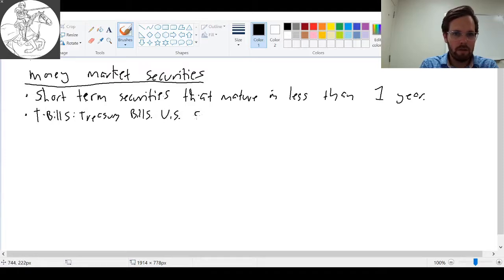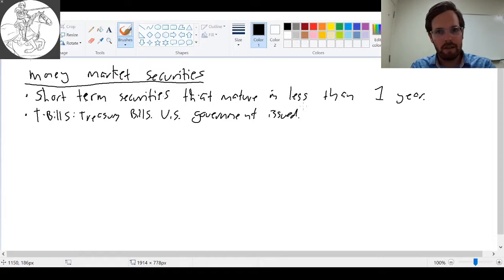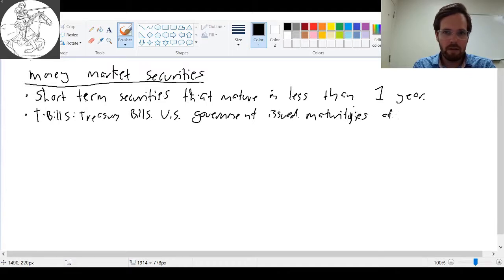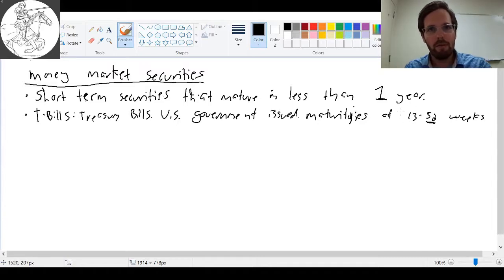They're U.S. government issued. They're very short term. They have maturities of 13 weeks, 26 weeks, and 52 weeks, so maturities of 13 to 52 weeks, and that's why I say it's 1 year. Some people say 270 days, but T-bills go up to 52 weeks, and so that's why I say 1 year.